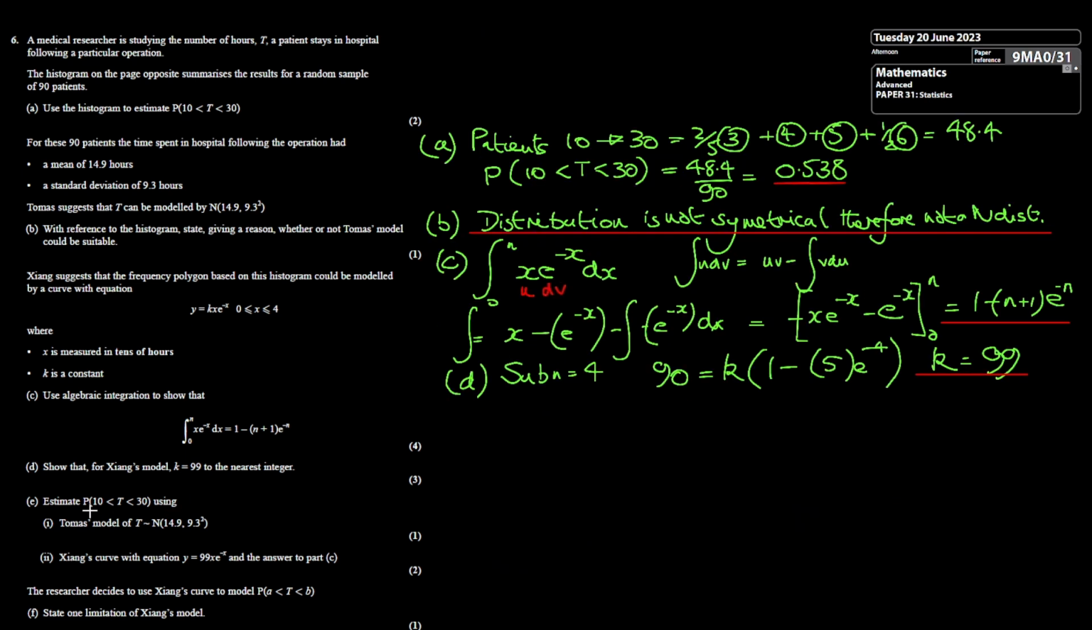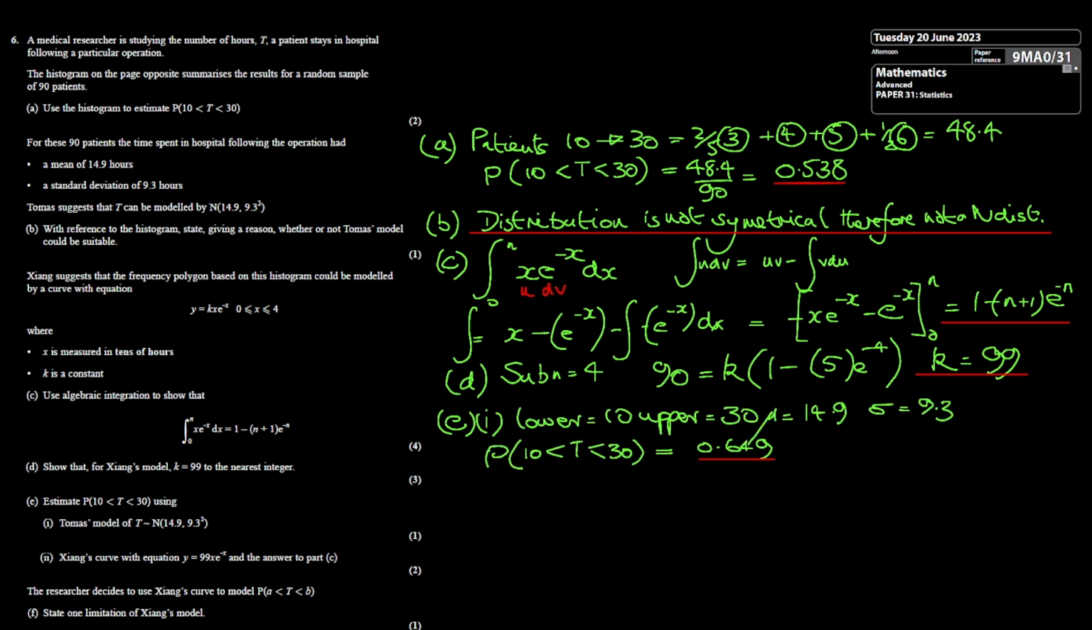So I've done some moving around. We've now been asked to estimate this same limit of the histogram between 10 and 30, using Thomas's model, which is a normal distribution, and then Yang's model of the exponential curve. So let's first of all get this one out of the way. Normal distribution, put all these in, and I get an answer that the probability is 0.649, which is the first of the answers.